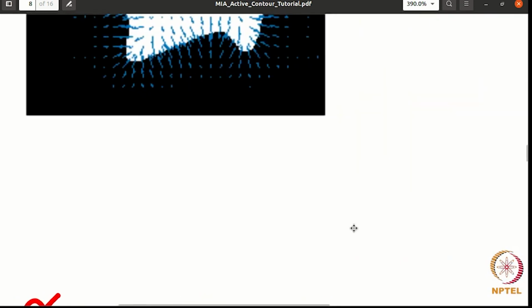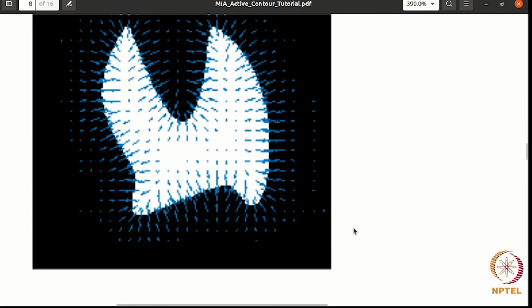So if you magnify, they are not very clear, but you can see you have image force vectors that actually pull the contour towards the edge, and their value is very high near the edge. As you move away from the edge, their length becomes very less, and after some time it becomes zero. For example, here it is all zero, here it is very less, near the edge it is a little bit longer.